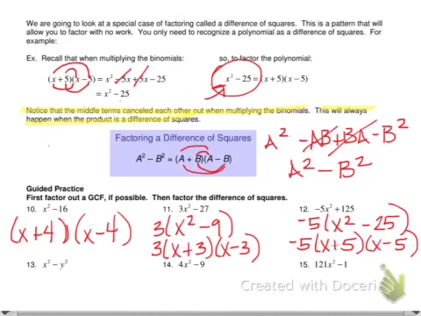Go ahead and try 13, 14, and 15 on your own. Pause the video and practice it, and then be ready to check your answers. Alright, here we go, guys. Here are the answers to 13, 14, and 15.